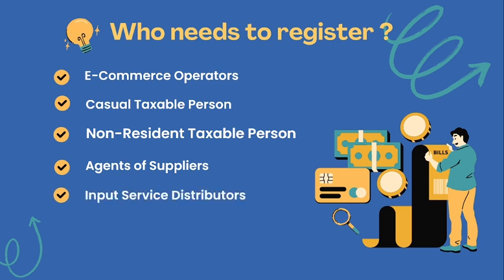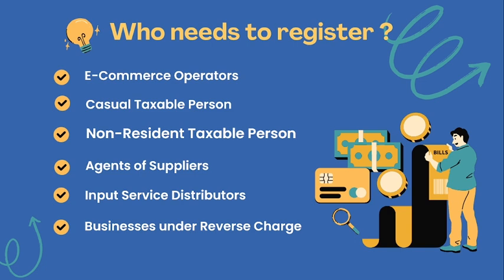Next is input service distributors. It is a business or office of a business that receives invoices for input services, like services used for business operations, and distributes the input tax credit to its branches or units that are registered in different states. Essentially, an ISD does not consume the service itself but passes on the credit to other units of the same company. While registering on the GST portal, there is an option to indicate whether the business will act as an ISD. You need to select yes if the central office or head office will distribute input tax credit to its branches.